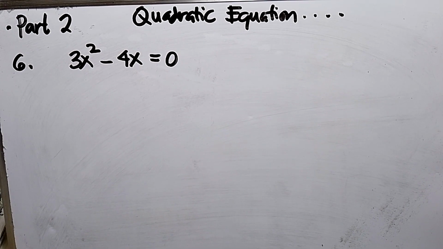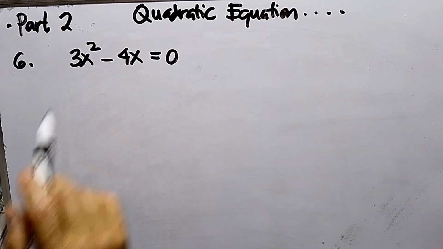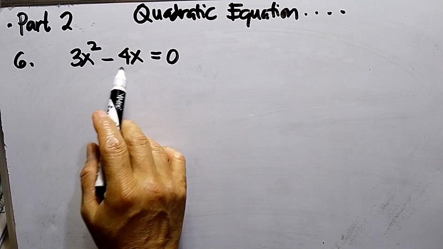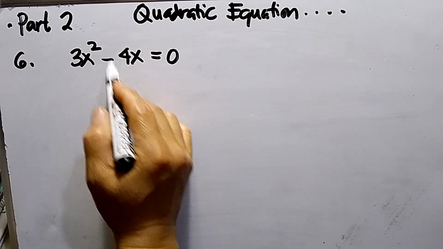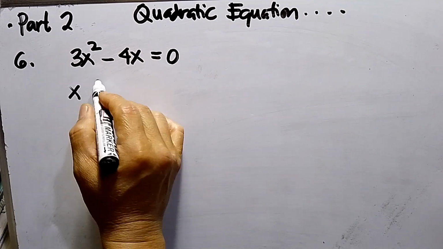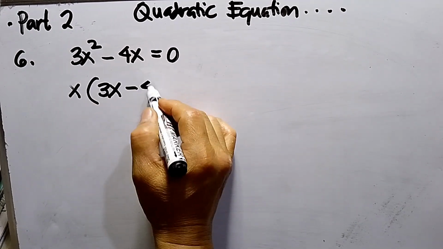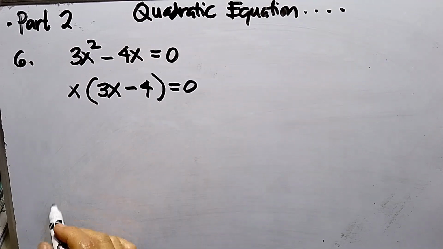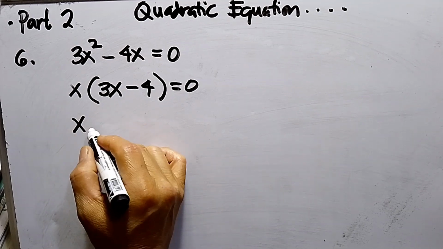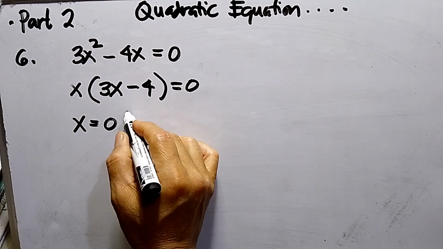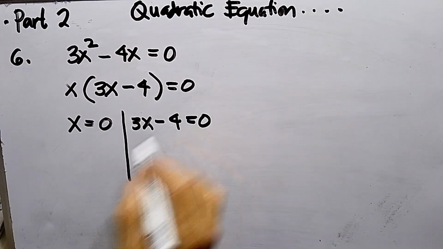Number 6 is 3x squared minus 4x. Since I don't have a constant, I have a and b, so I need to factor out x, which is common between the first term and the second term. So I have x times (3x minus 4) is equal to 0. And there are two roots for this equation. My x will be equal to 0 and the other one is 3x minus 4 is equal to 0.